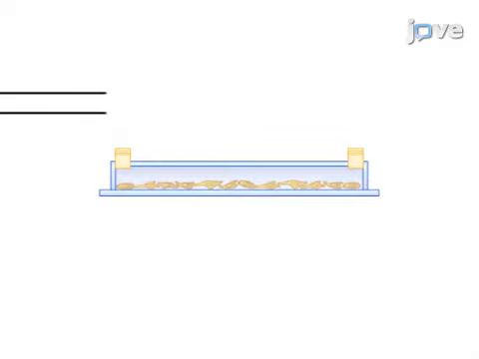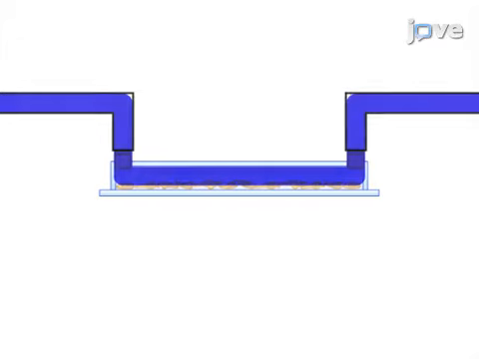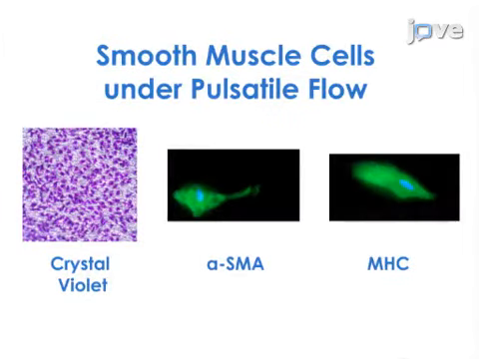Next, cell-seated slides are connected to the flow system in order to measure cell response to flow pathologies. The results show changes in morphology and protein expression based on flow profiles using optical microscopy and immunofluorescent staining.